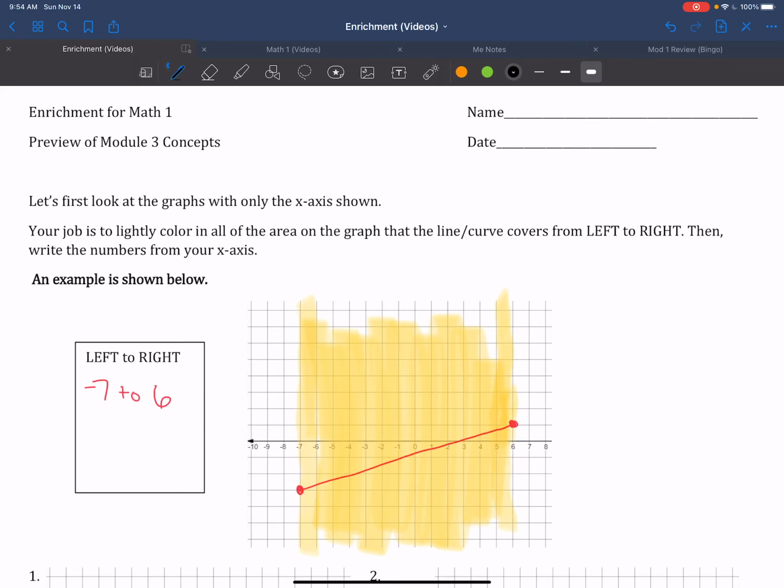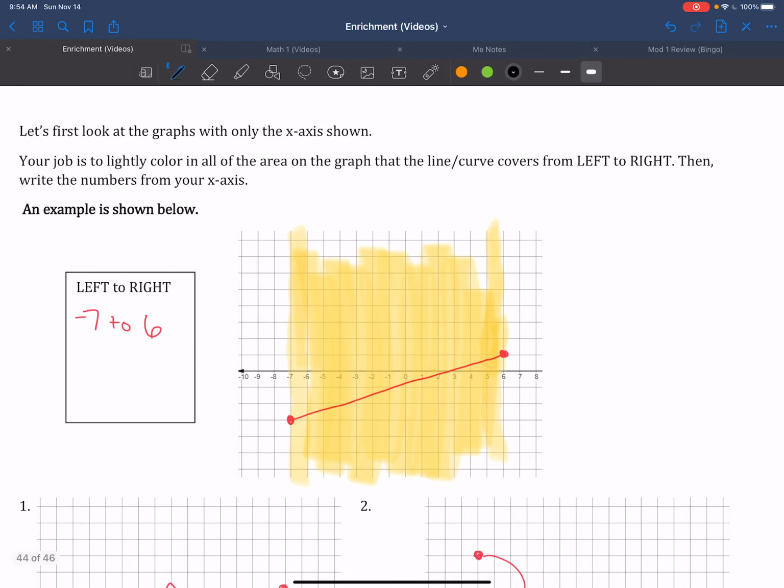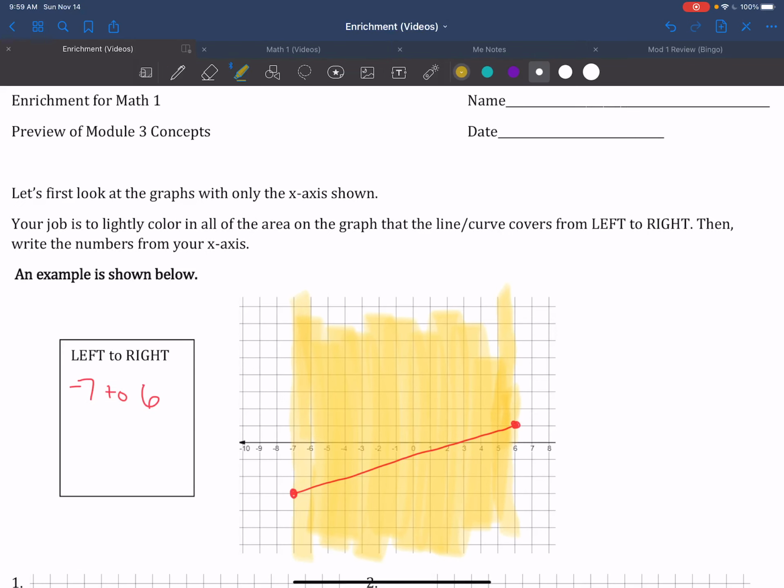So first thing we're going to do is look at the x-axis that's shown. And what you're going to do is lightly color in all of the areas on the graph that the line or the curve covers from left to right. So left to right. Then we're going to write the numbers from our x-axis.